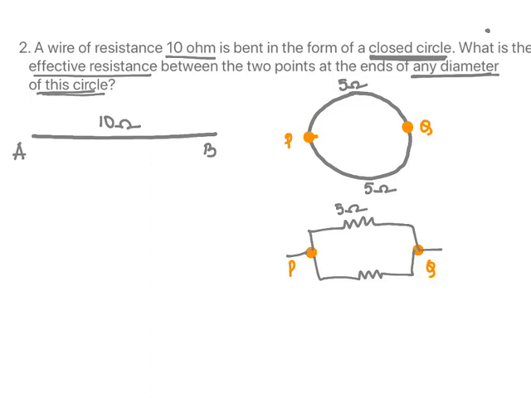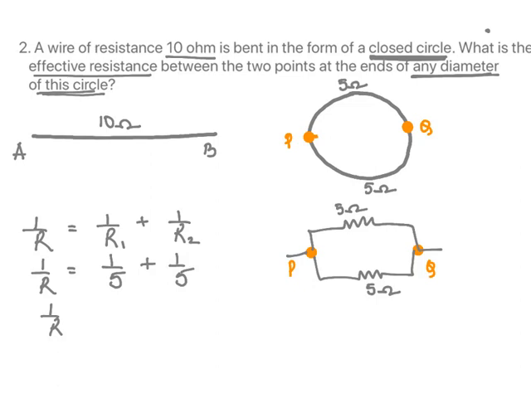Now I need to find my resistance in parallel. Formula: 1 by R equal to 1 by R1 plus 1 by R2. So 1 by R, 1 by 5 plus 1 by 5. So 1 by R is 2 by 5 ohms. So R equal to 5 by 2 ohms, which is equal to 2.5 ohms.